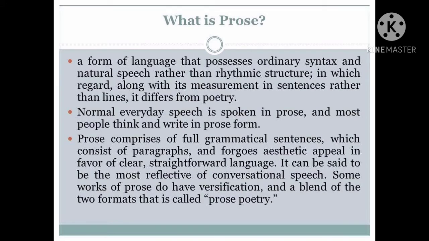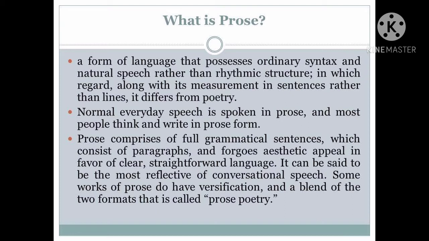So what is prose? Prose is a form of language that possesses ordinary syntax and natural speech rather than rhythmic structure as in poems. Along with its measurement in sentences rather than lines, it really differs from poetry. Normal everyday speech is spoken in prose, and most people think and write in prose form. Prose comprises full grammatical sentences, which make up paragraphs, and forgoes aesthetic appeal in favor of clear, straightforward language. It can be said to be the most reflective of conversational speech. Some works of prose do have versification, and this blend of the 2 formats is called prose poetry.